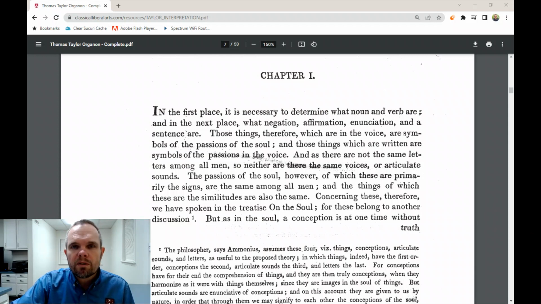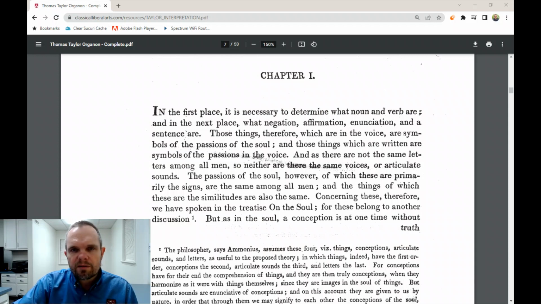So here we have sort of a table of contents, or an outline of what we're going to study in this work on interpretation. It's necessary to determine what a noun and a verb are. And as we know from grammar, these are 2 of the 8 parts of speech. The number of parts of speech varies between languages and may even vary from one grammar book to another. So when I say there are 8 parts of speech, I'm talking about the classical parts of speech that we study, let's say, in Latin grammar, okay?